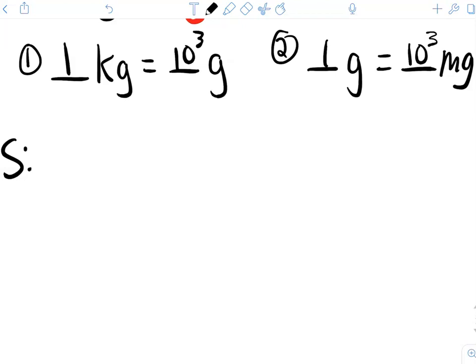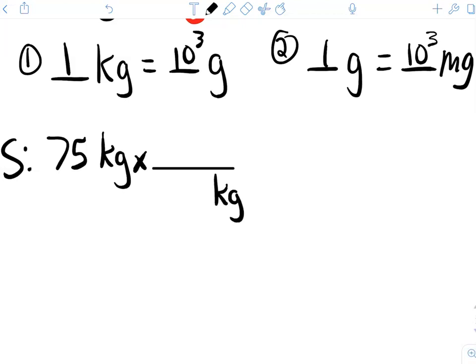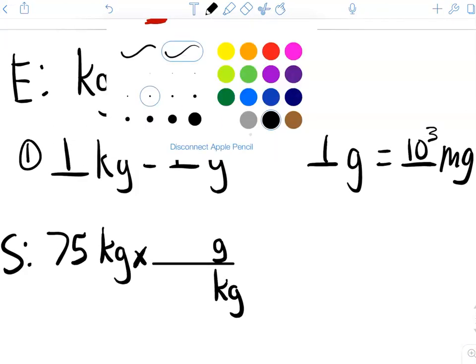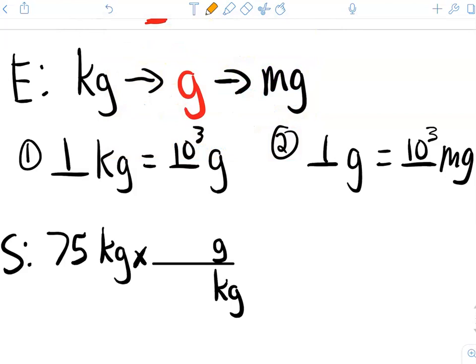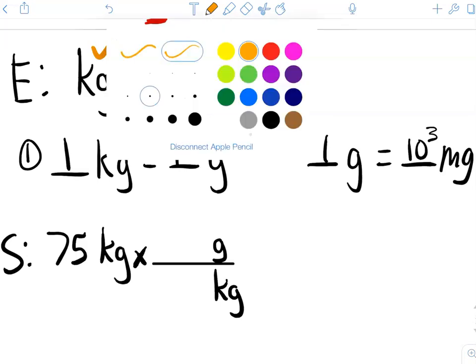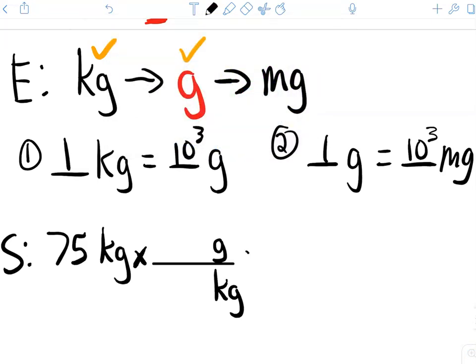So we're going to start out with our given. If I start with my unit of kilograms on the top, then my unit on the bottom has to be kilograms. And then I'm going to have grams on the top. And you might be like, well, how do I know that? That's why we have the unit path. So we started with kilograms. We're now in grams. And our final destination is going to be milligrams.